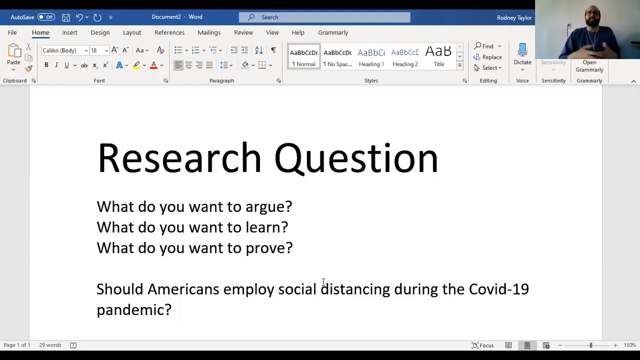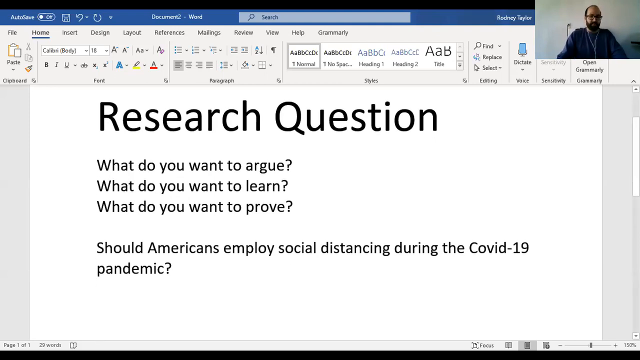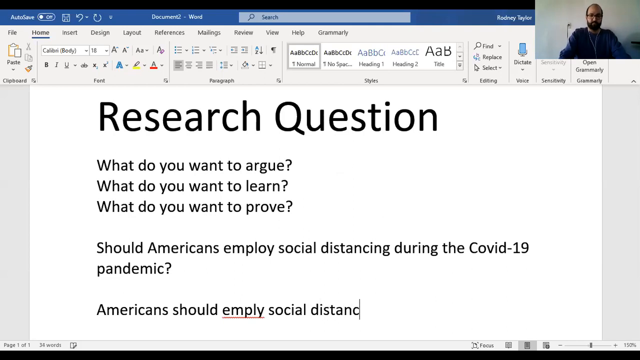You could look into Italy and say that, well, since social distancing is happening, they've been flattening the curve. Since China's done this, the economy is opened back up because of social distancing measures. So once you have a research question, then you can flip that into a statement. And then think about it like this. You could say something to the effect of, Americans should employ social distancing measures during the COVID-19 pandemic.